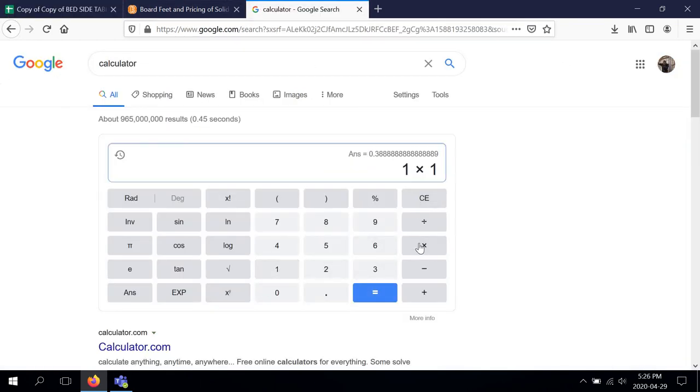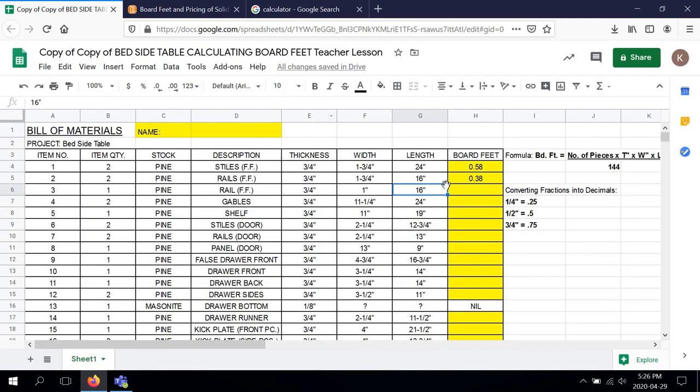1 times 1 times 1 times 16. It's going to give us 16. And then we're going to divide that by 144. We're going to get 0.11. Again, this is all we're going to include in our calculation.